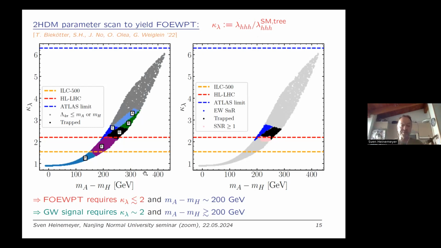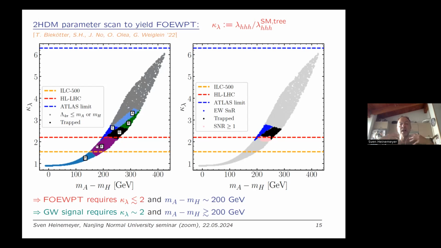It's the same parameter scan as before, in the plane of the mass difference, MA minus MH, versus kappa lambda. And then we find all these points. And again, you can identify these 6 zones, A, B, C, D, E, F. Exactly the 6 zones that we've seen before. And one can see that the zone E that we are interested in is between roughly 1.5 and 2, a little bit over 2 here.